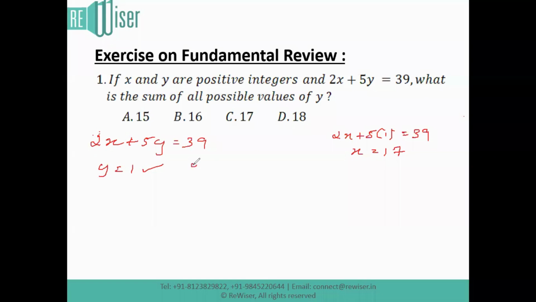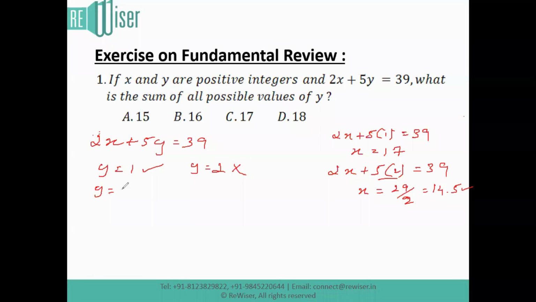Similarly, if I do it for y equals 2, that would be 2x plus 5 into 2 equals 39. This results in x equals 39 minus 10, which is 29, so 29 over 2, which will be 14.5. This 14.5 is not a positive integer value, so y cannot be 2.